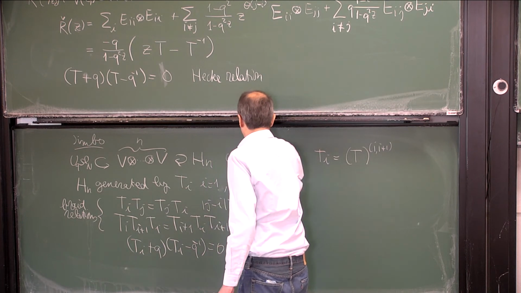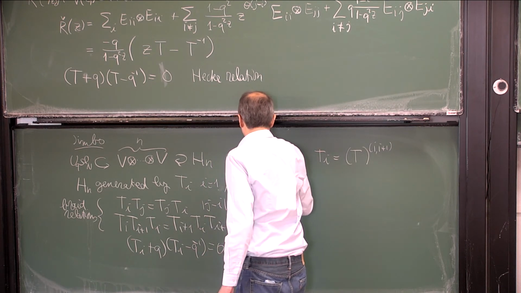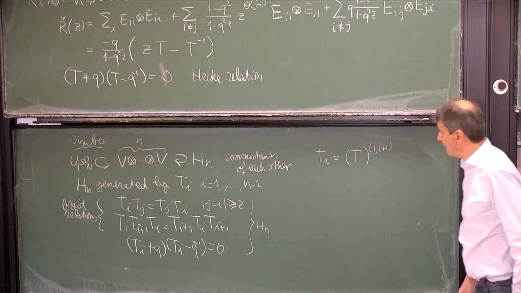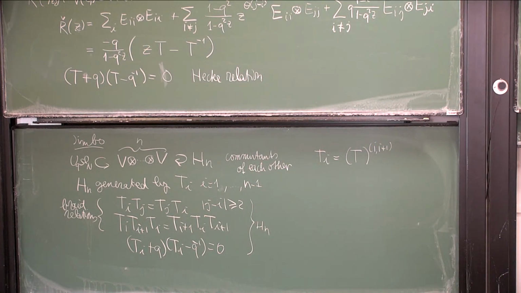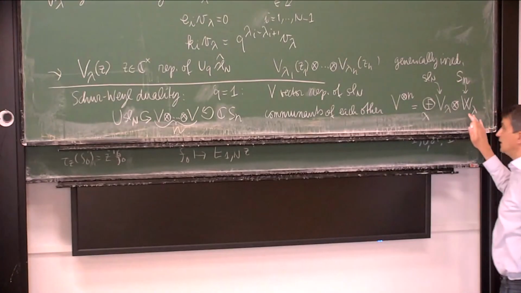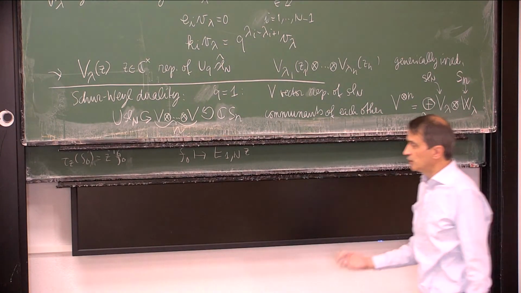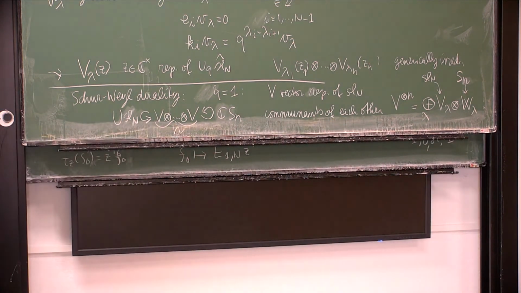The modules of Hn, the definitions of modules of Hn. Yes, exactly. So you have a parallel theory, so you again have a decomposition of the same type, the same partitions appear, and the representation of the symmetric group deforms into a representation.